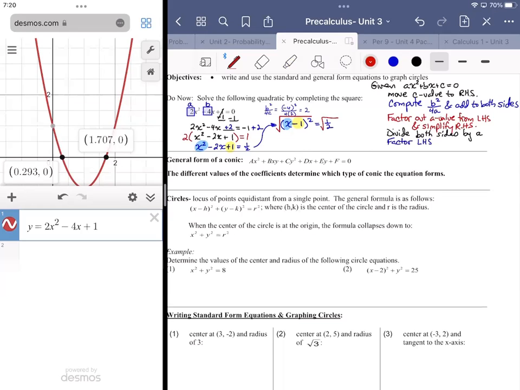Take the square root of both sides. We're actively taking the square root, so that means we're going to pop a plus or minus on. So on the left-hand side, x minus 1. On the right-hand side, we're just going to say plus or minus the square root of 1/2.